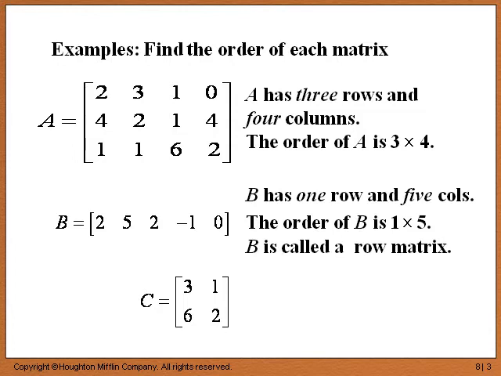Matrix C: 3, 1, 6, 2. Quickly write down the order. Yes, it is a 2 by 2 square matrix. A 2 by 2 square matrix. And of course, we call it square because it has the same number of rows as columns.